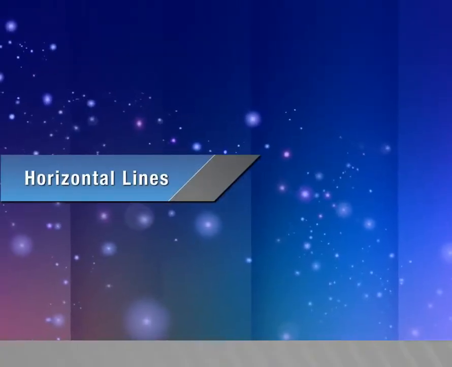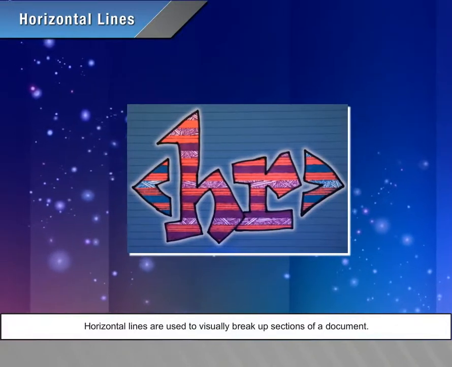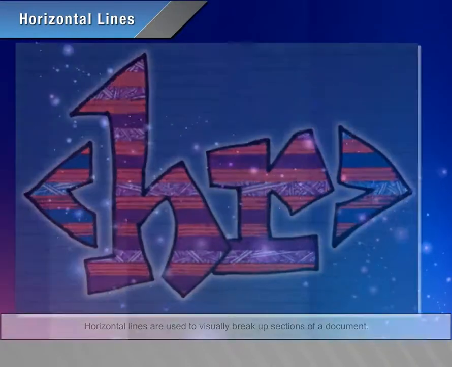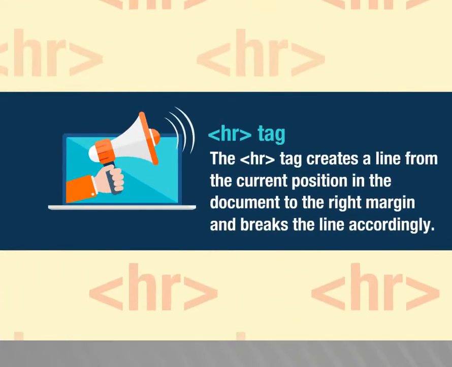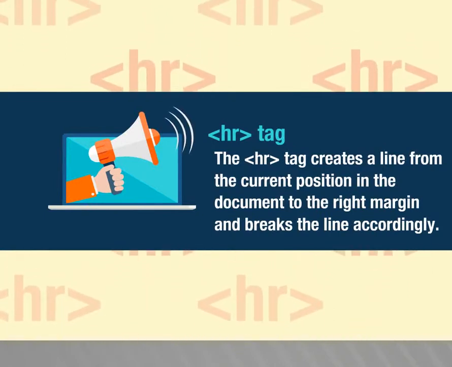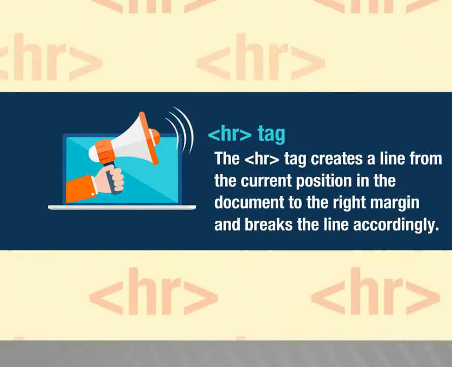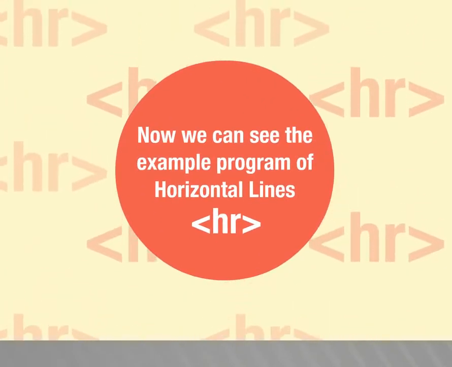Horizontal lines. Horizontal lines are used to visually break up sections of a document. The HR tag creates a line from the current position in the document to the right margin and breaks the line accordingly. Now we can see the example program of horizontal lines.